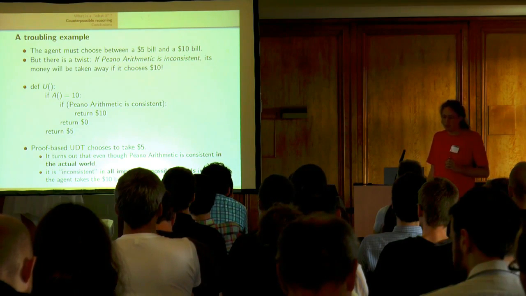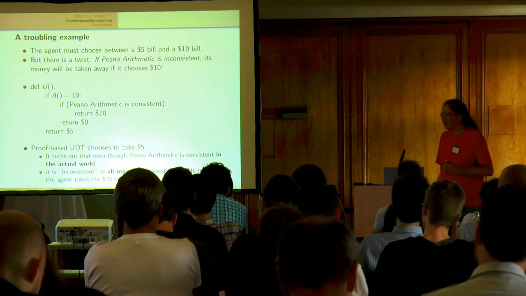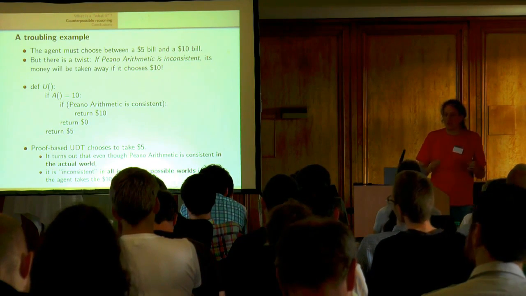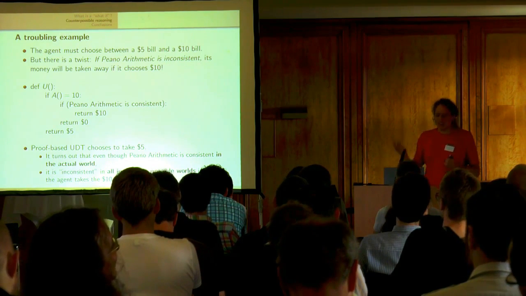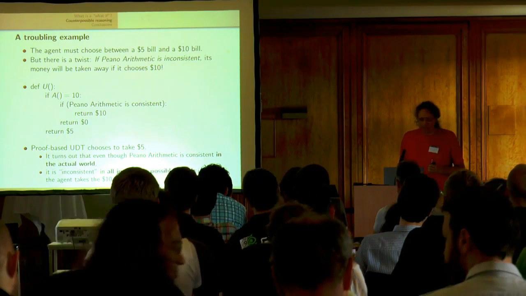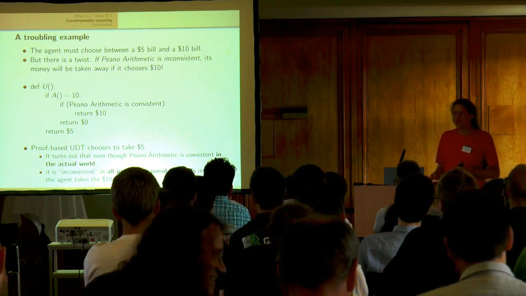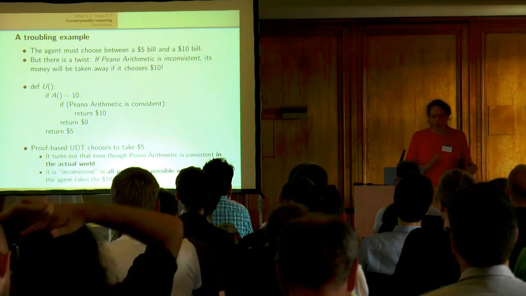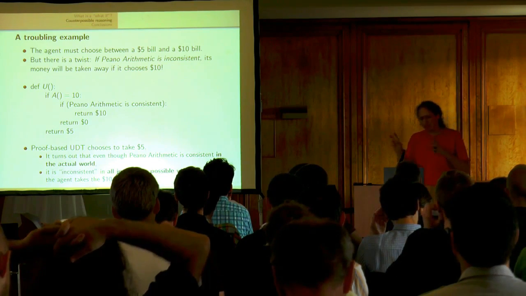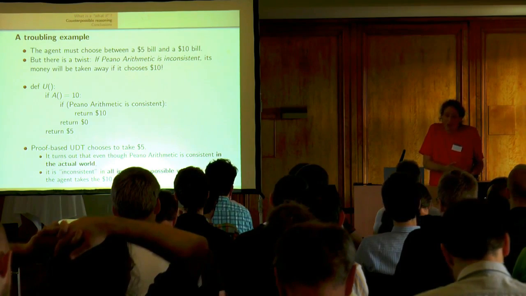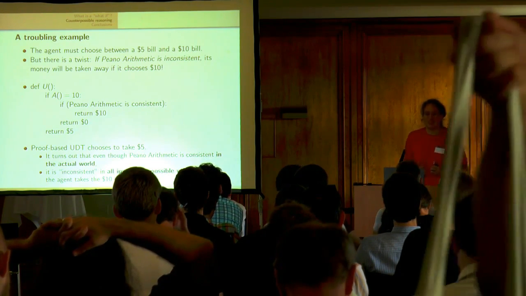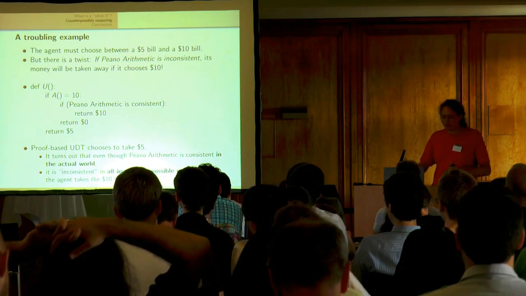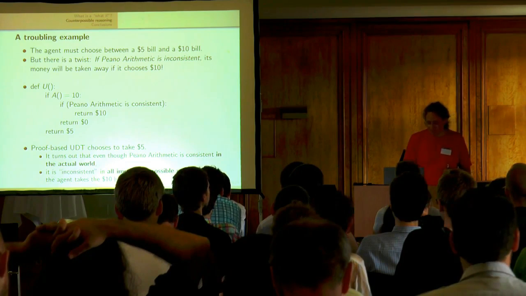There's an example which I don't have time to go through in detail, but just to say that this is not perfect. There is something weird where the agent can choose to take either a $5 bill or a $10 bill, but if it takes the $10 bill and Peano arithmetic happens to be inconsistent, then its money gets taken away. It gets a fine of $10. In this case, it turns out that the algorithm I showed chooses to take the $5 bill, because even though in the actual world Peano arithmetic is consistent, you can prove with some work that in all the impossible possible worlds, according to my definition, where the agent takes the $10 bill, Peano arithmetic is inconsistent, even though it isn't in real life. And so you get some weird situation where if you take the $10 in those impossible possible worlds, you would get nothing.